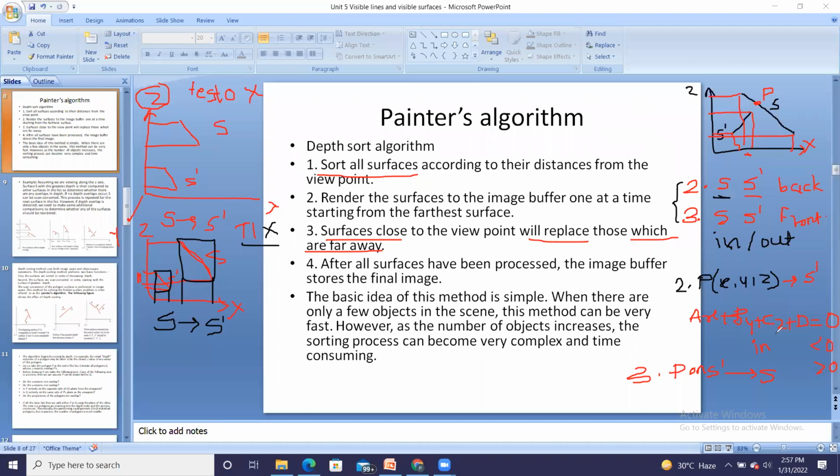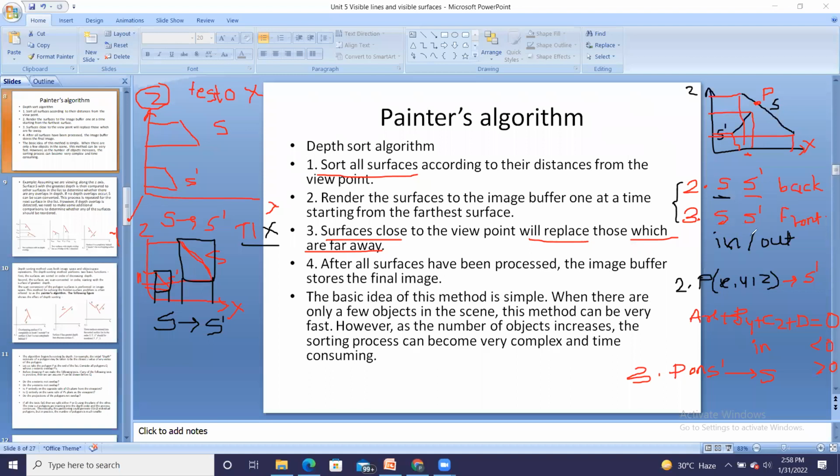This value should be greater than 0. So when I put the point P into the S formula, I will get the value ax plus by plus cz plus d greater than 0. So if it is true, then S is in front of S dash.